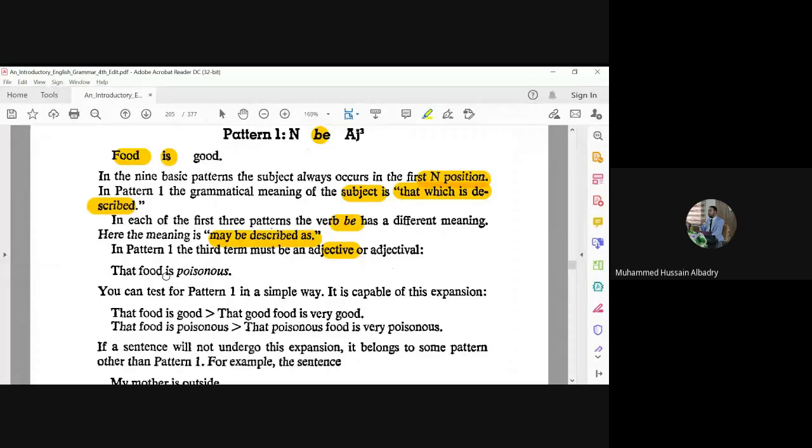That food is poisonous. That food is a noun, is is be, and poisonous is an adjective.